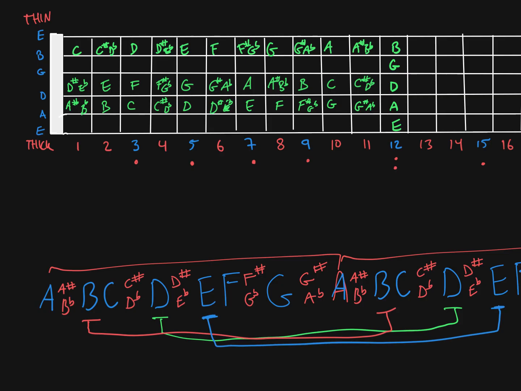Okay, let's go to E now. This E is going to go from E to E. We can start here. Labeling E goes to F, then F to F sharp, or G flat, G, G sharp, A flat, A sharp, B flat.